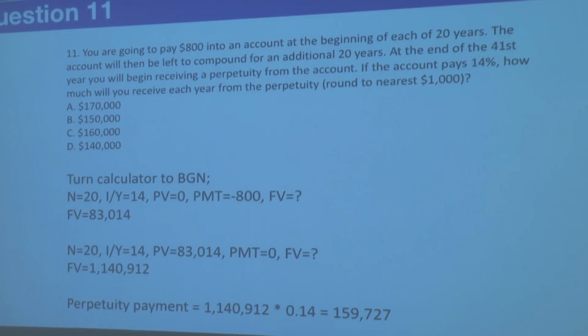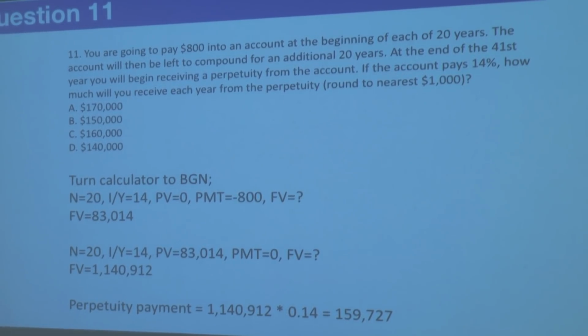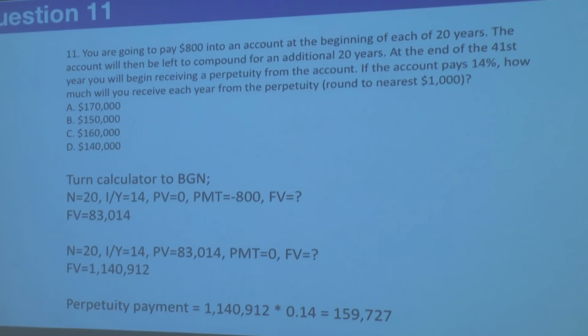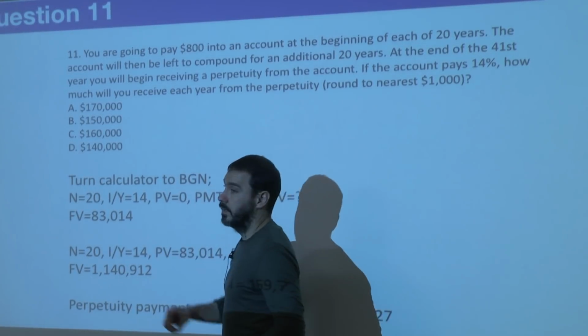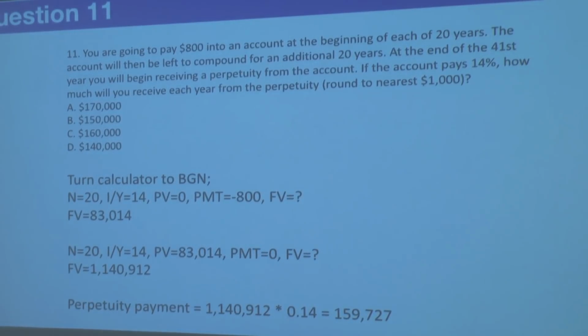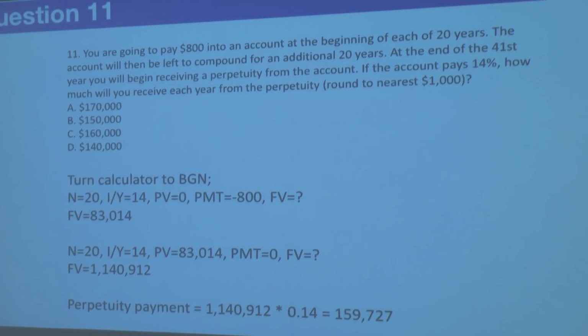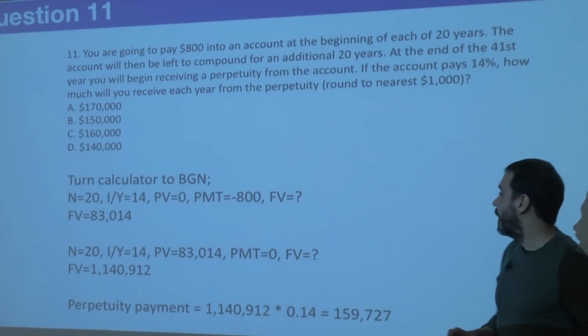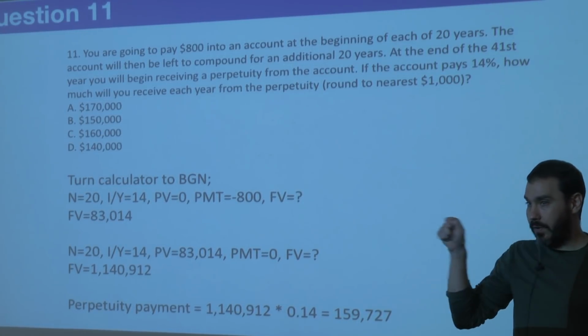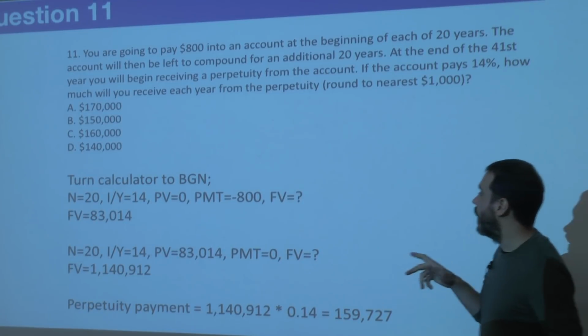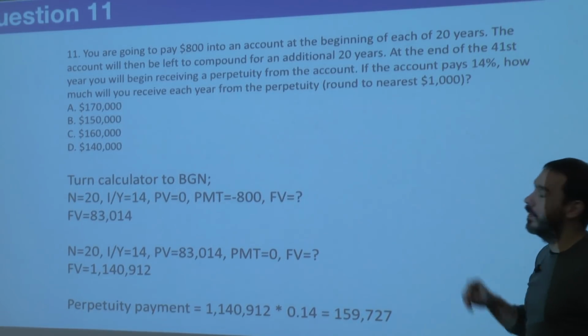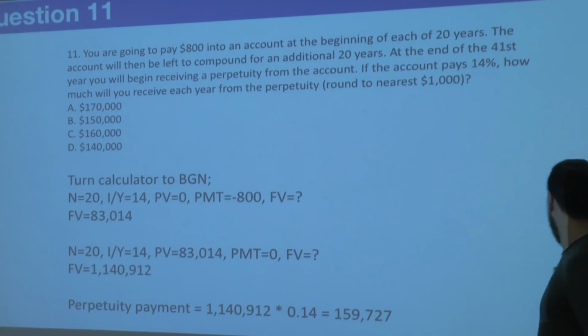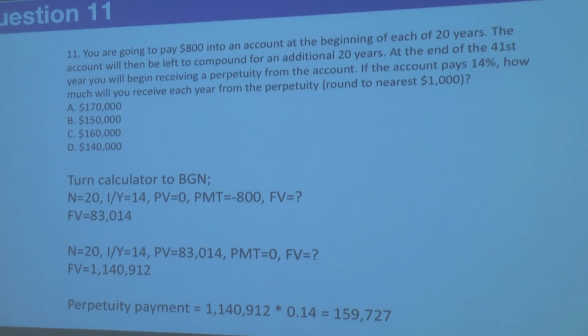Why is n not 21 for the second part? It isn't 21, because isn't it 41 years? I could tell you, but what you should do is draw the timeline. Because this is one of those cases when you have a perpetuity.